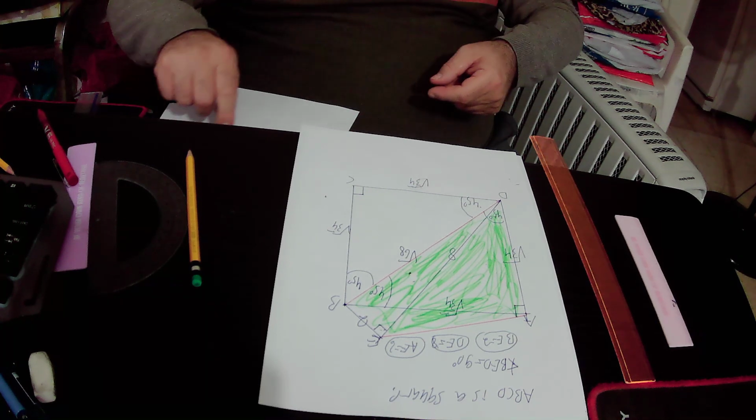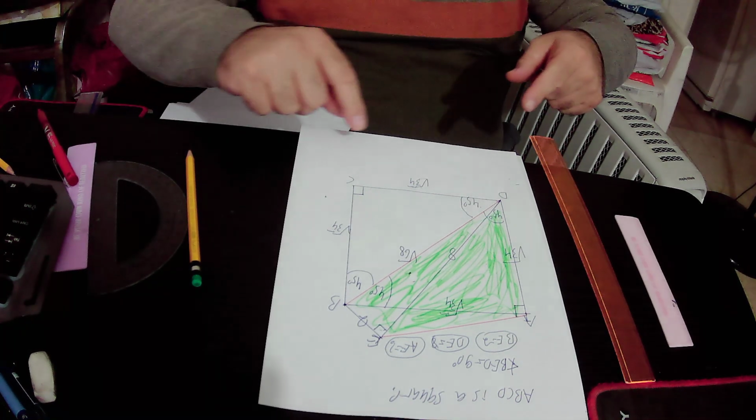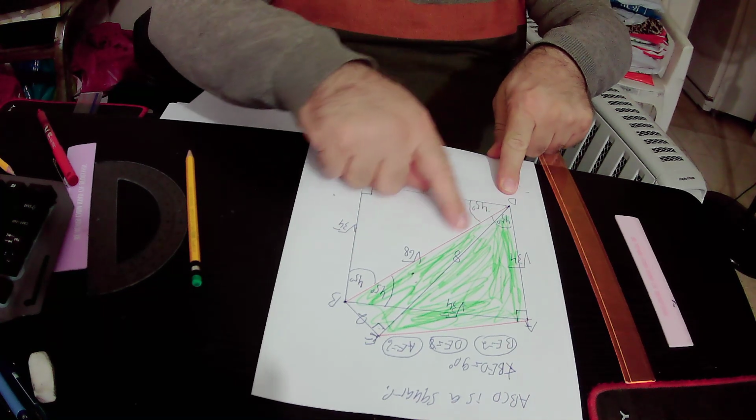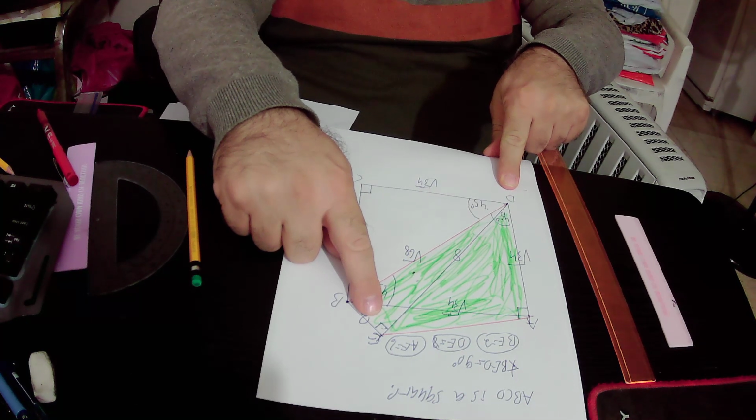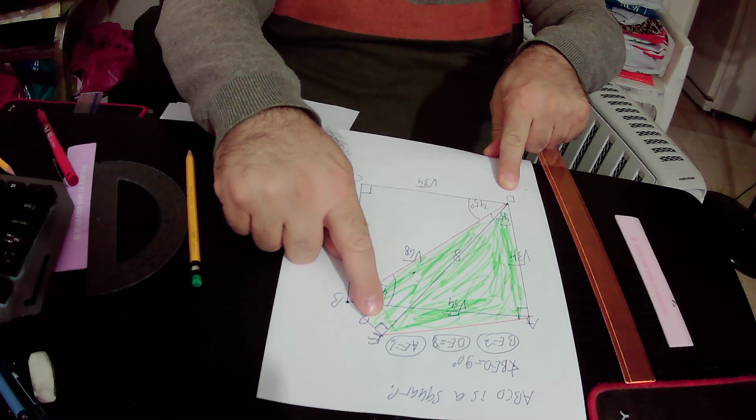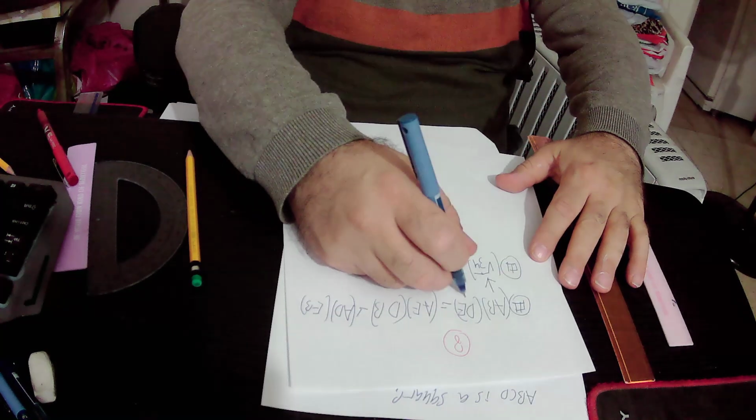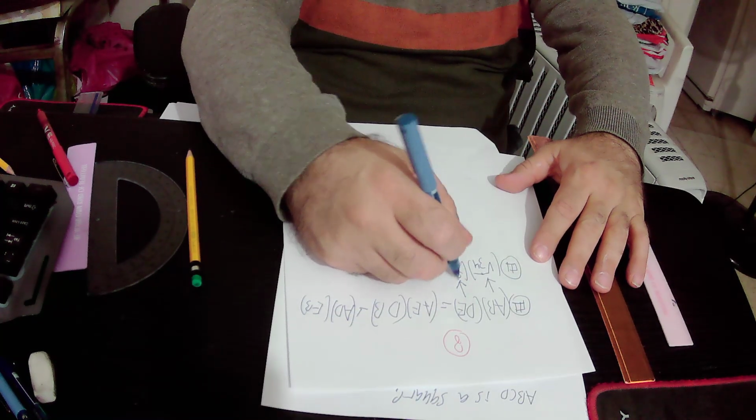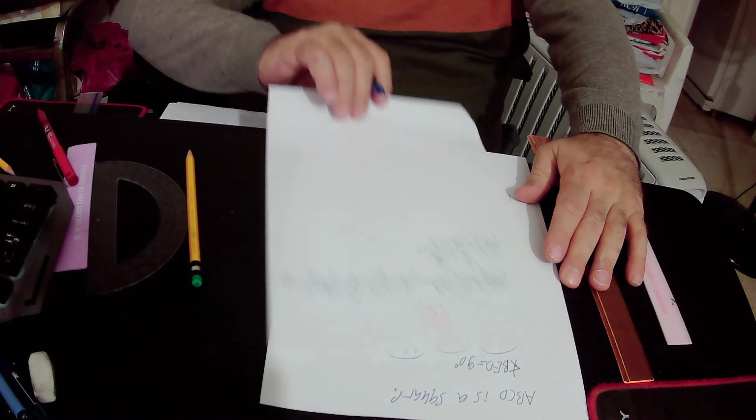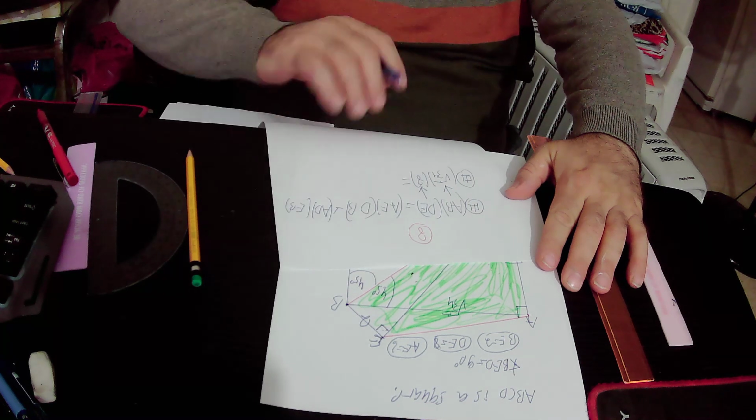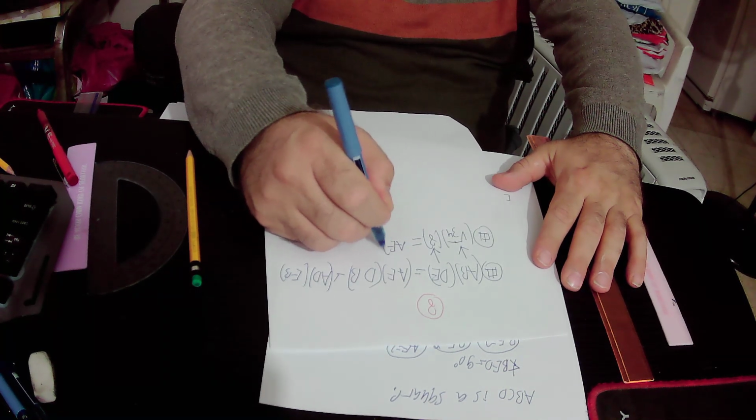And what is the size of DE? From the original drawing, we can see that DE equals 8 units. It is given to us in the question. So DE equals 8 units, times AE. AE is the missing variable that we are looking for, so we will leave it as it is. It will be the only missing variable.